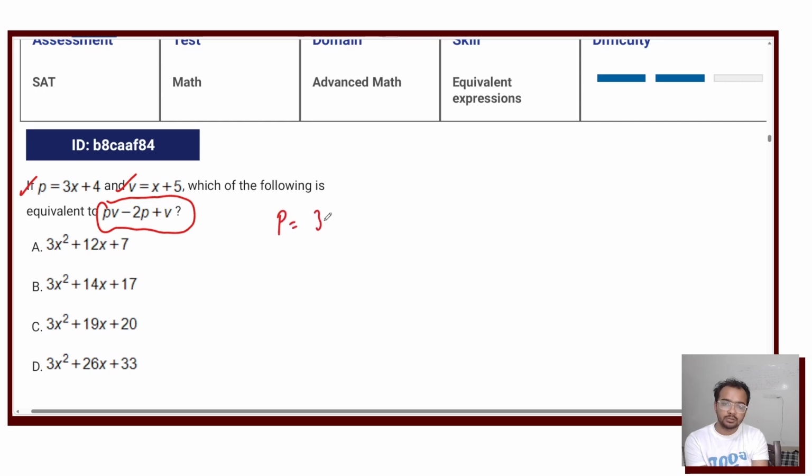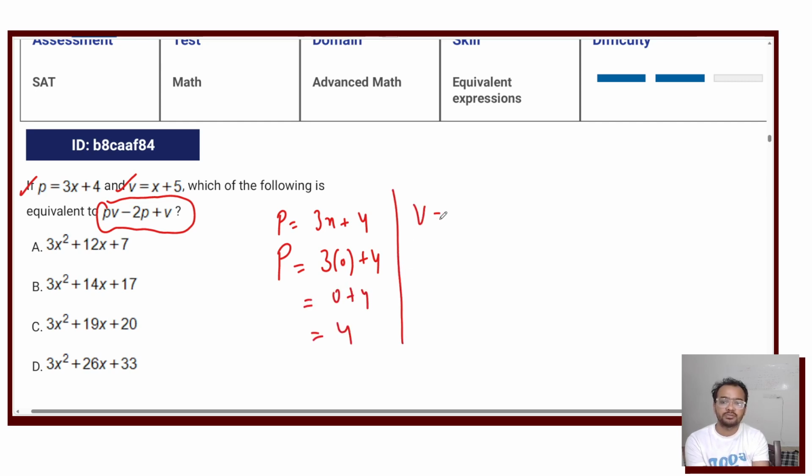So what we'll do, we'll replace this x with some constant, and usually we take some value of x that will be easy to work with. So we can take it 0. There is no condition on x, so we can take it anything. Let's replace this x with 0. So 3 into 0 is 0 plus 4 will be giving you 4.